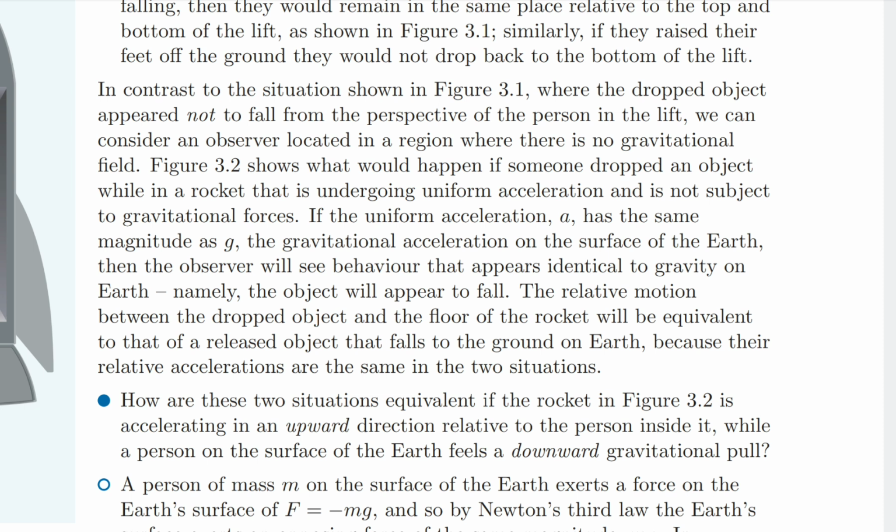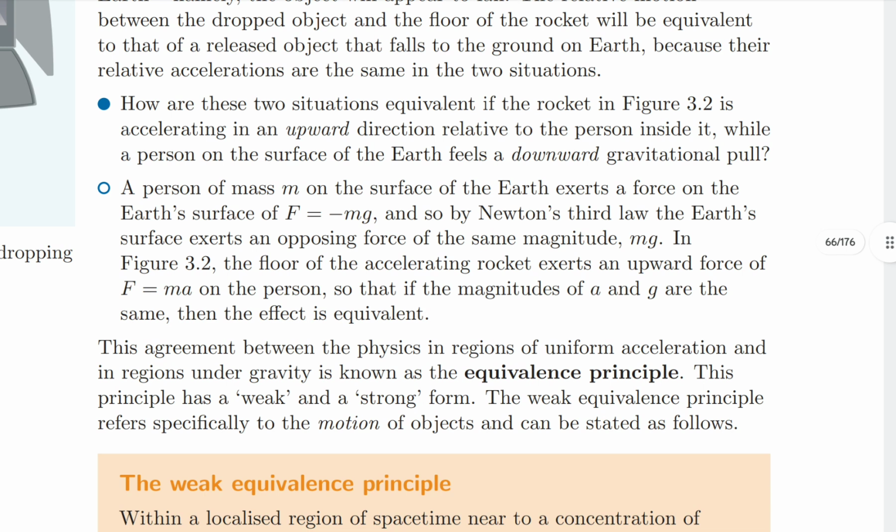If the uniform acceleration A has the same magnitude as g, the gravitational acceleration on the surface of the Earth, then the observer will see behavior that appears identical to gravity on Earth, namely, the object will appear to fall. The relative motion between the dropped object and the floor of the rocket will be equivalent to that of a released object that falls to the ground on Earth, because their relative accelerations are the same in the two situations.